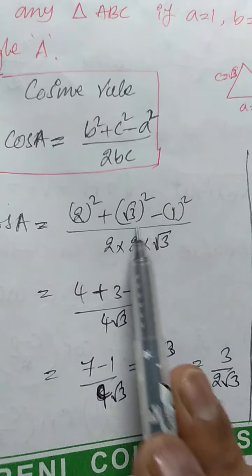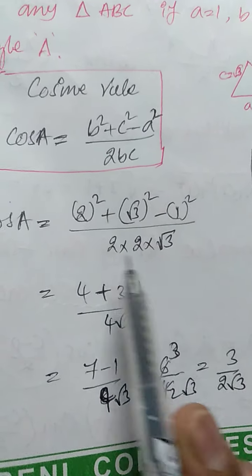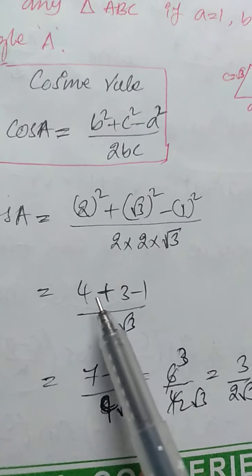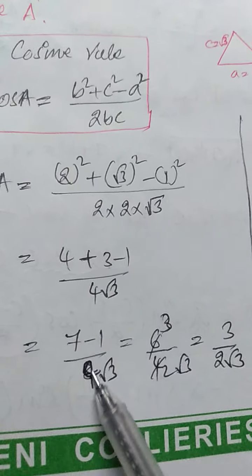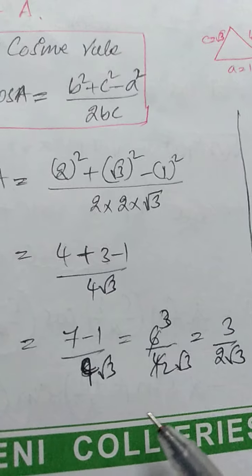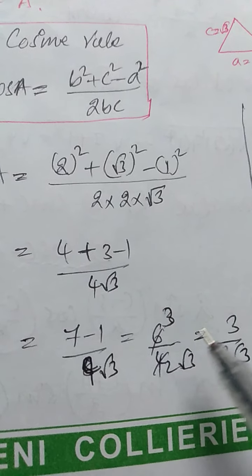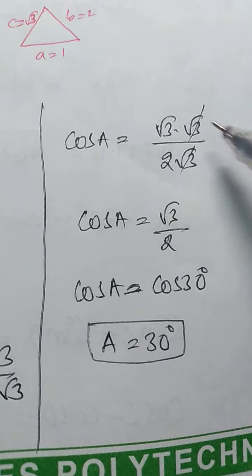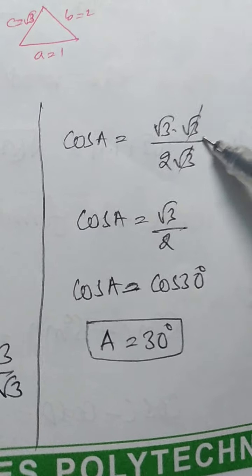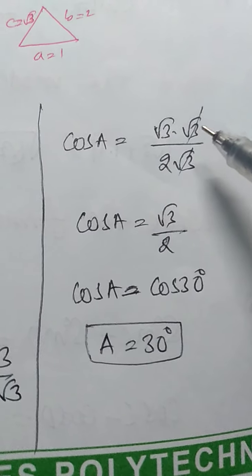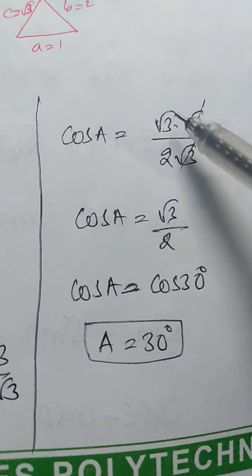2 square is 4, root 3 whole square is 3, 1 whole square is 1, 2 2s are 4, 4 into root 3. 4 plus 3 is 7, 7 minus 1 is 6, divided by 4 into root 3. Dividing by 2, we get 3 divided by 2 into root 3. 3 can be written as root 3 into root 3. Root 3 into root 3 divided by 2 into root 3. By cancellation of root 3, we get root 3 by 2.